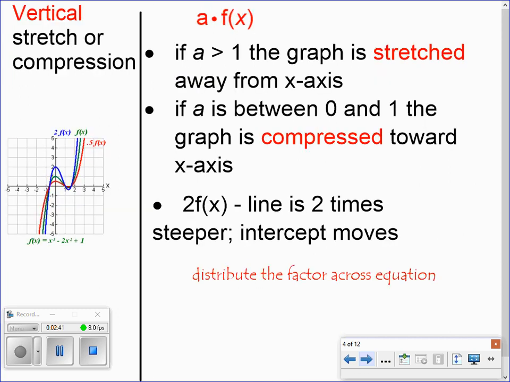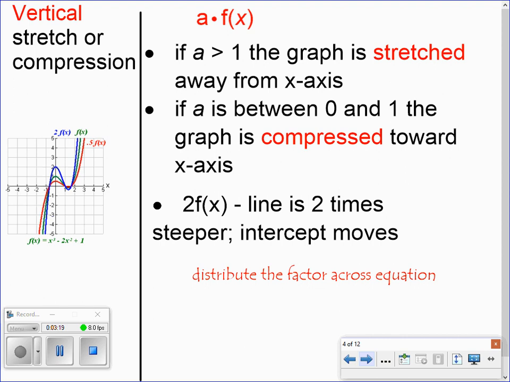When we talk about a vertical stretch or compression, what you'll notice here is that the number is now on the outside. So we have a times f of x. We have some number being multiplied to the outside of f of x. And what this is telling us is that if a is greater than 1, now it's being stretched vertically. So it's being pulled away, vertically this time, not horizontally, away from the x-axis.